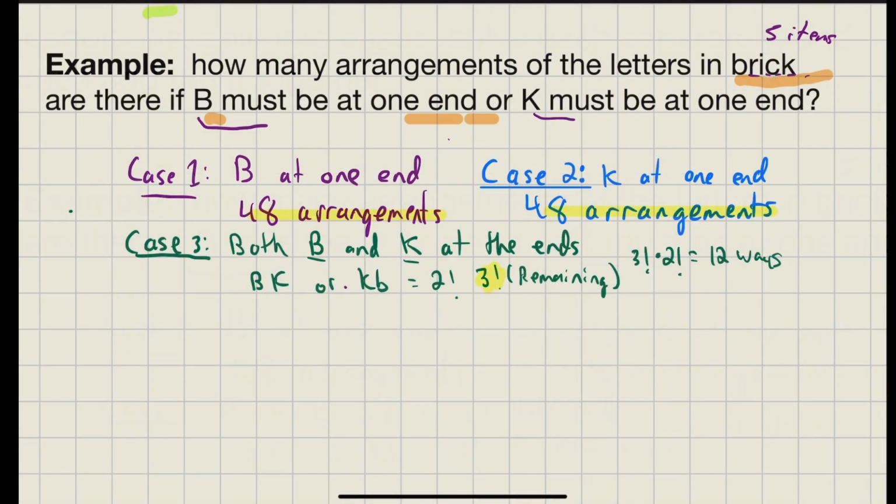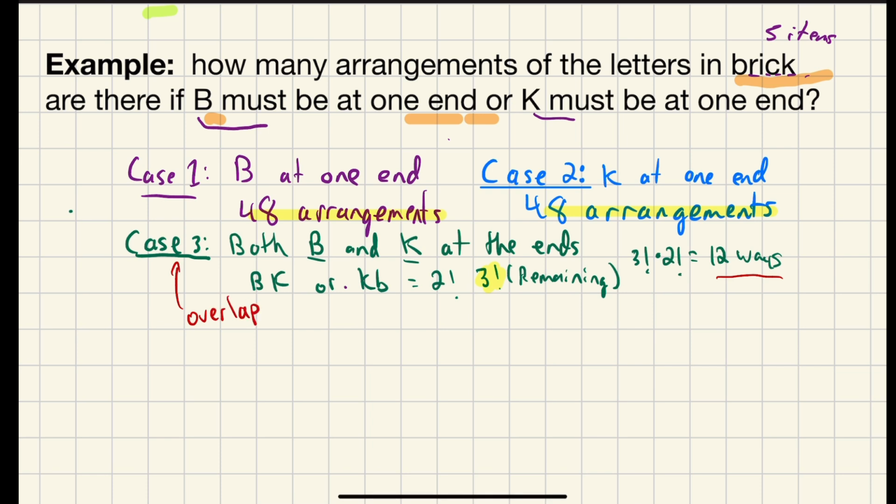Now, there's something to say about this double count, though. Some arrangements satisfy both conditions at the same time, right? Where B is at one end and K is at the other. And what happens is, we already counted those arrangements twice. We counted them once in case 1 and once in case 2. So to correct this overcounting, we're going to subtract this overlap. This is the case of the overlap.